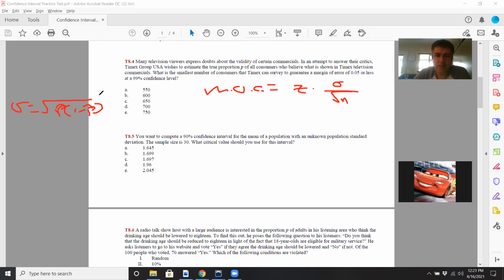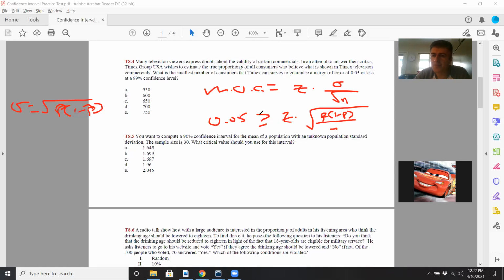Now, because we're not given the proportion, I guess we're going to assume 50% for p. I think that's usually what we do, because I guess you want to see if there's a majority who's going to believe what they see on the television. So we're going to replace this. We're going to do Z times root p times 1 minus p over n. And we want our margin of error to be 0.05. We want it to be less than that.